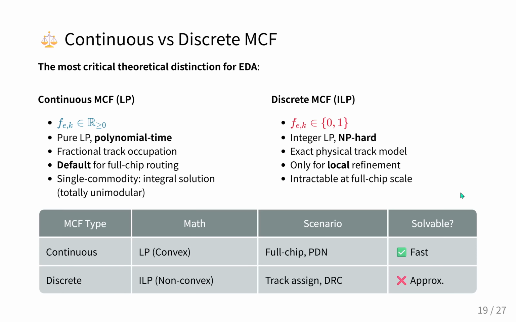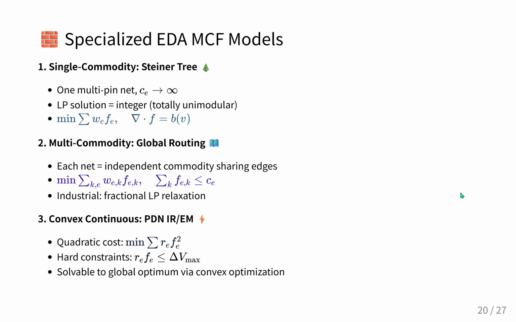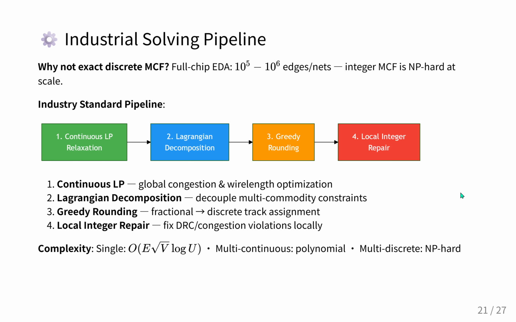So if solving this globally with integers takes longer than the universe has been around, they must be faking it somehow. How on earth do they actually build these computer chips with hundreds of millions of discrete physical wires if the math is impossible to solve? They use a very clever 4-step industrial solving pipeline. They basically build a bridge between the perfect, incredibly fast continuous math and the messy, slow physical limitations.